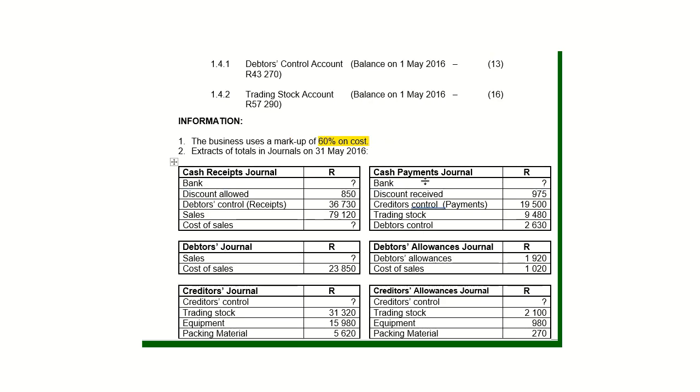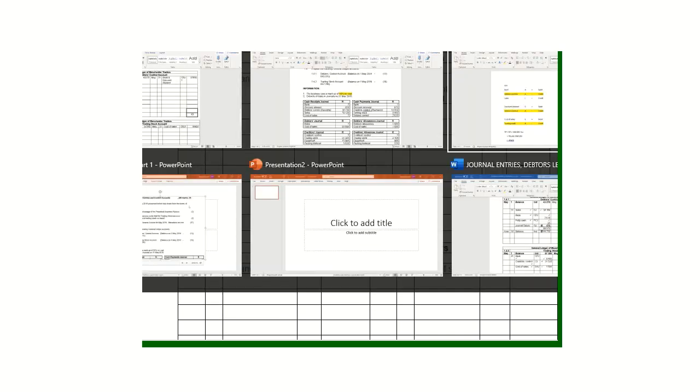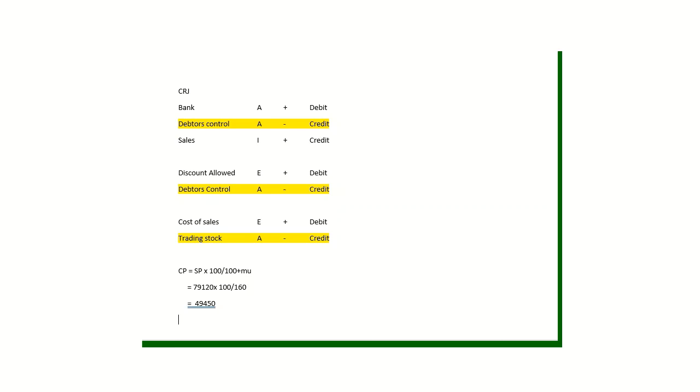I can look at the next journal, which is the CPJ. I'm going to do basically the same. The only one that I haven't paid is the discount that I received, so that one I leave out. All the others will form part of the first journal, the transactions. And that is, let's just put it in, the CPJ.